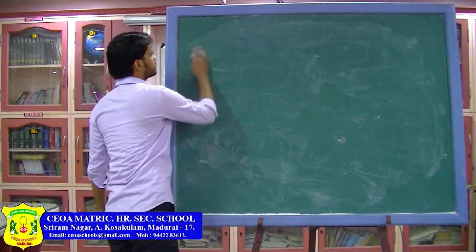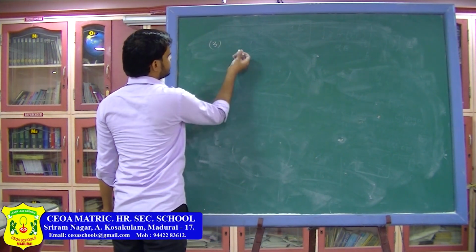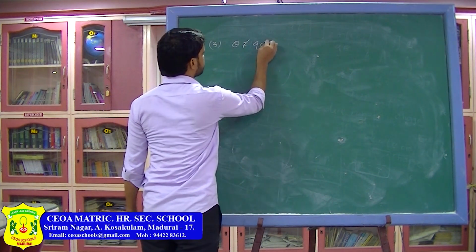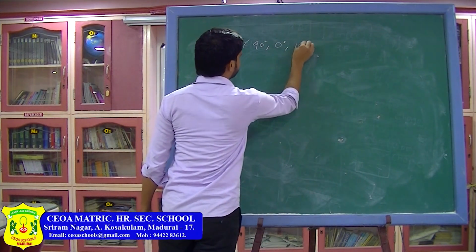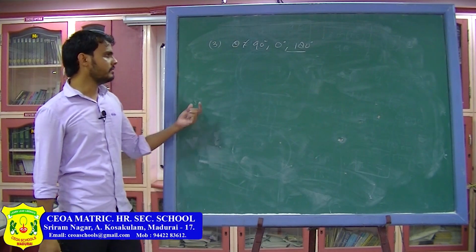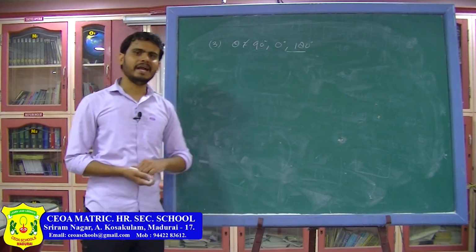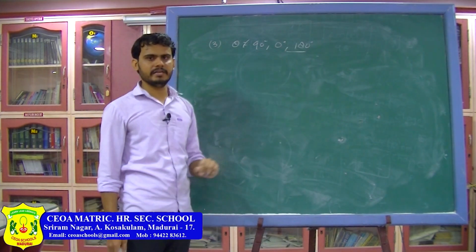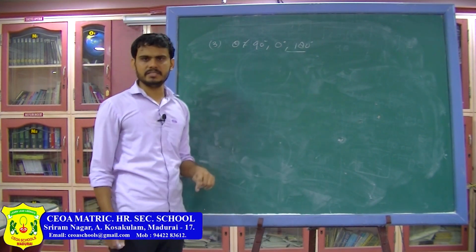The third case is where there is some angle theta, which means the angle is neither 90 degrees nor 0 nor 180. So now the angle between velocity and magnetic field can be anything except 90 degrees, 0 degrees or 180 degrees, because we have done these three cases earlier.